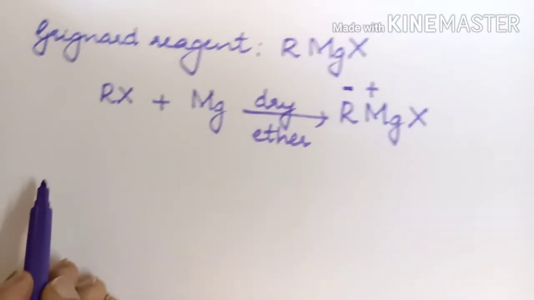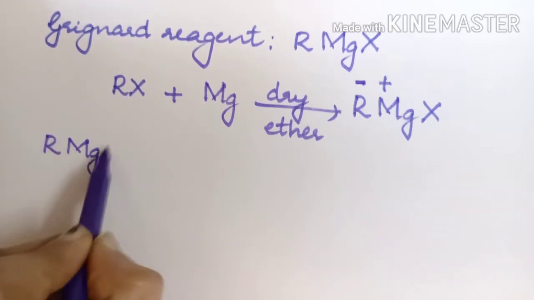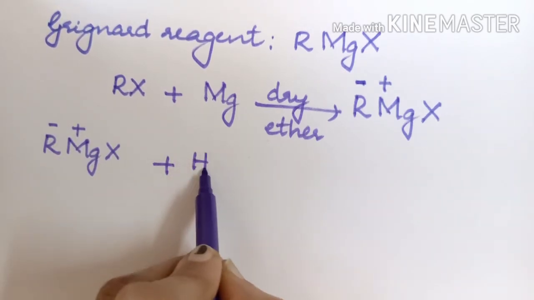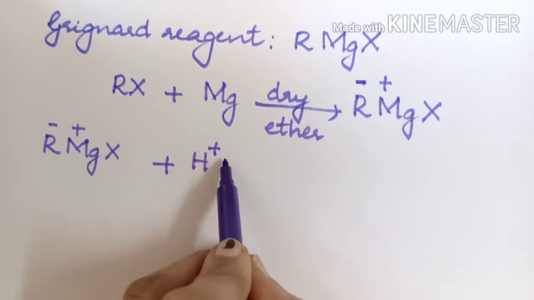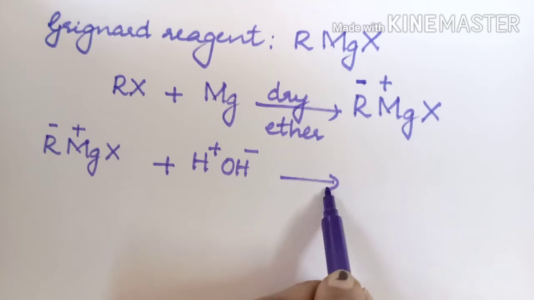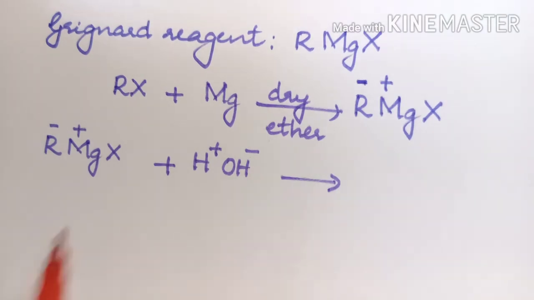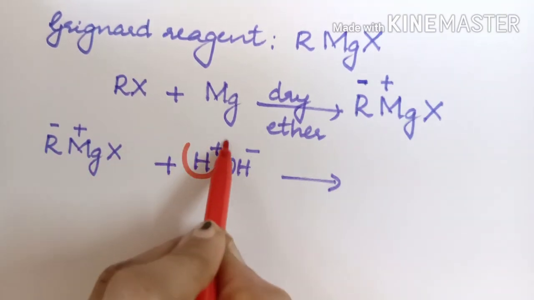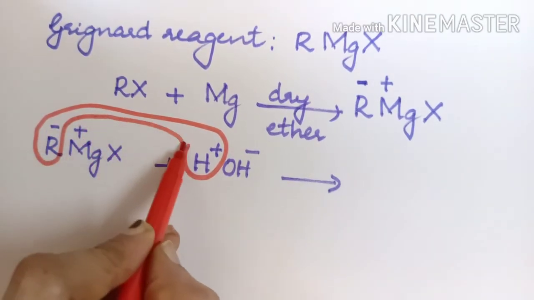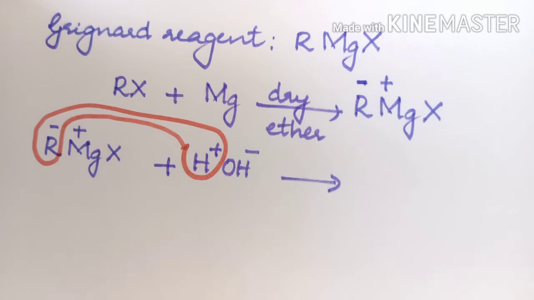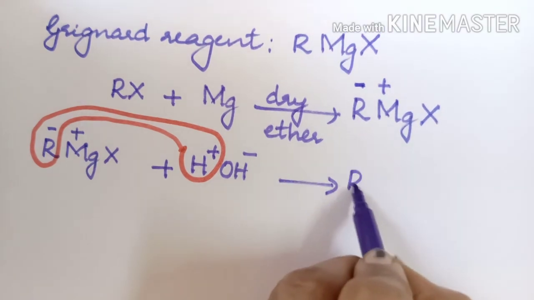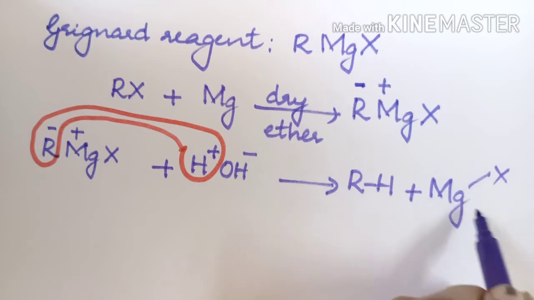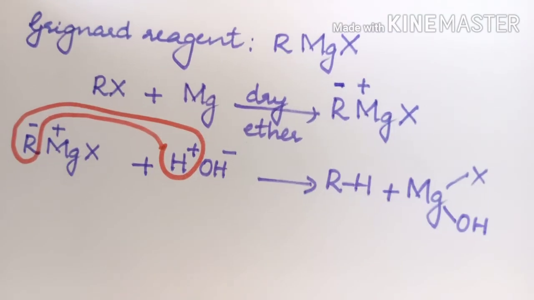So when alkyl magnesium halide is subjected to hydrolysis, that means reaction with water, you find water can be written as H plus and OH minus. Here opposite sides will combine together, resulting in R-H, the corresponding alkane, and MgXOH is formed as the side product.